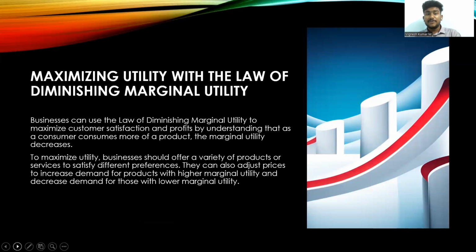Maximizing utility with the law of diminishing marginal utility. Businesses can use the law of diminishing marginal utility to maximize customer satisfaction and profits by understanding that as a consumer consumes more of a product, the marginal utility decreases. To maximize utility, businesses should offer a variety of products or services to satisfy different preferences. Each person has different preferences, so we need to satisfy that. They can also adjust prices to increase demand for products with high marginal utility and decrease demand for those with low marginal utility.